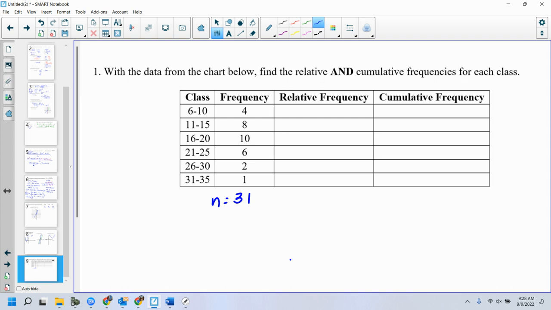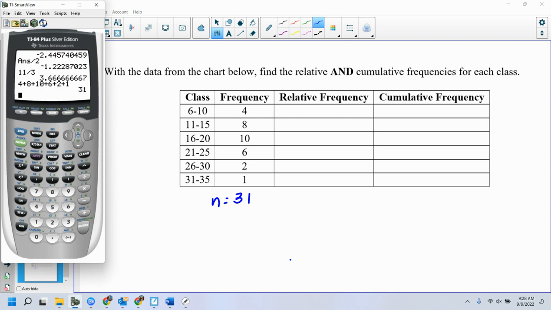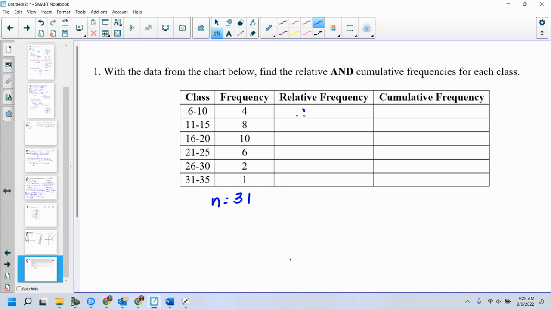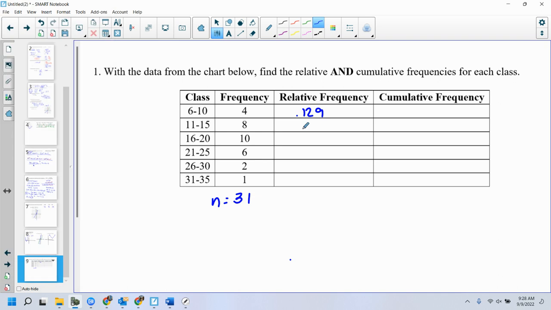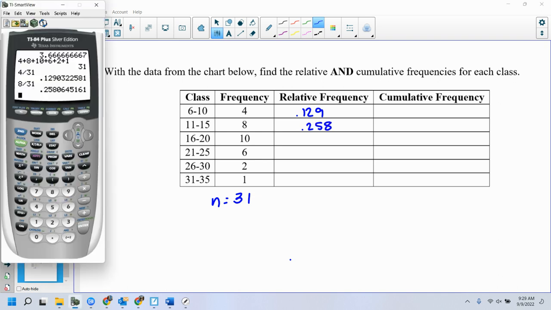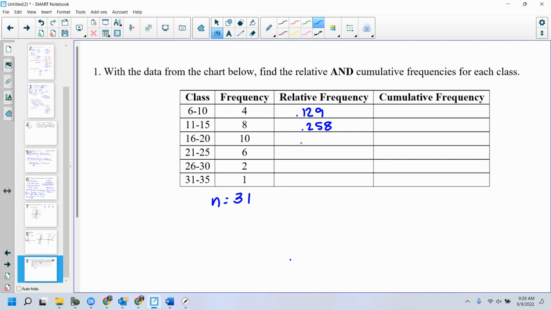You could give it to me as a percent. You could give it to me as a decimal. I really don't care. So 4 over 31 is going to give me 1.29. I'll do it as a decimal. 8 out of 31 gives me 0.258. 10 out of 31 gives me 0.323.